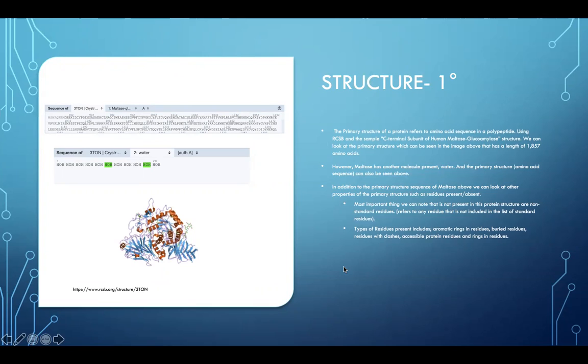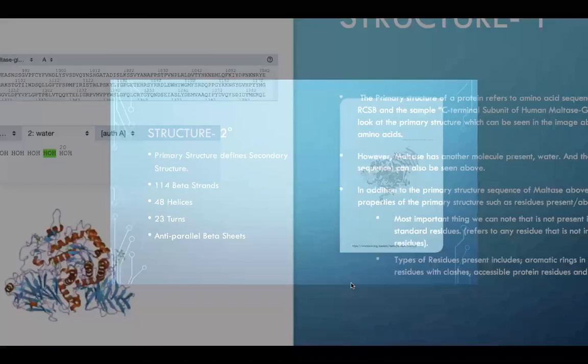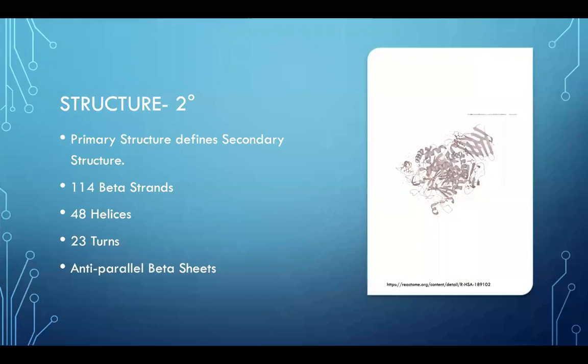Now that we've looked at the primary structure, we'll look at the secondary structure. The secondary structure becomes a little bit more complicated because we have turns and loops and alpha helices and beta helices. Specifically for MGAM, this primary structure defines this secondary structure, which has 114 beta strands, 48 helices, 23 turns, and anti-parallel beta sheets.